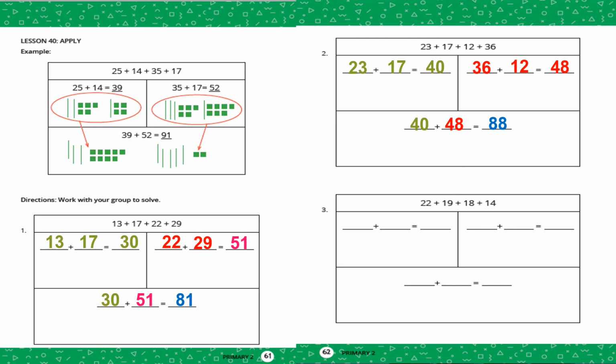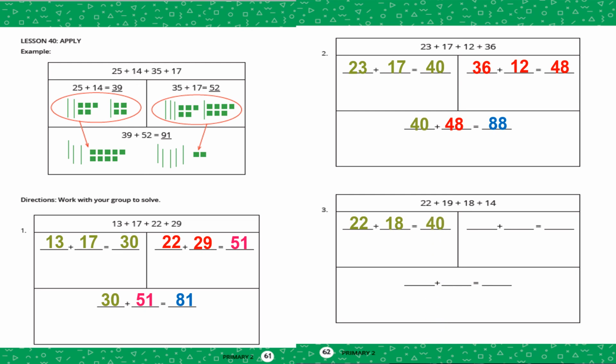Number 3. 22 plus 19 plus 18 plus 14. First, we will put two numbers together. 22 plus 18. 2 plus 8, after 8: 9, 10. So we will put 0 and carry up 1 in tens. 1 plus 2 equals 3. 3 plus 1 equals 4. So it will be 40.